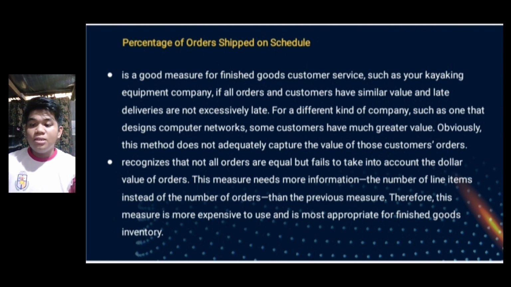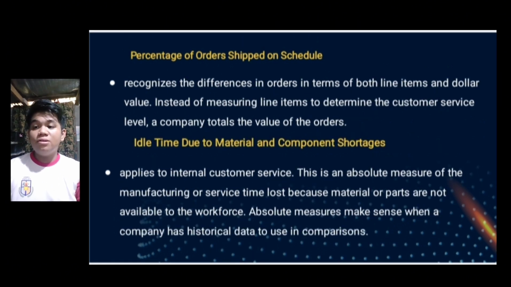This measure needs more information, the number of line items instead of the number of orders, than the previous measure. Therefore, this measure is more expensive to use and most appropriate for finished goods inventory. It recognizes the differences in orders in terms of both line items and dollar value. Instead of measuring line items to determine the customer service level, a company totals the value of the orders.